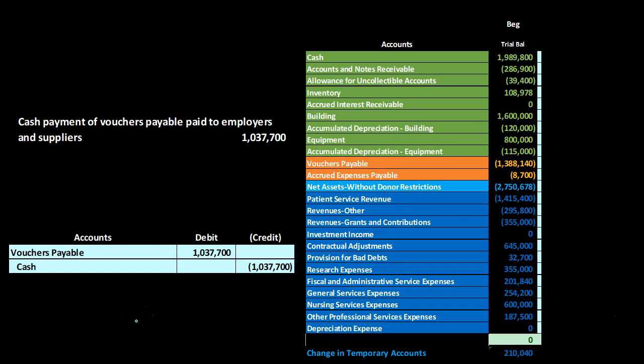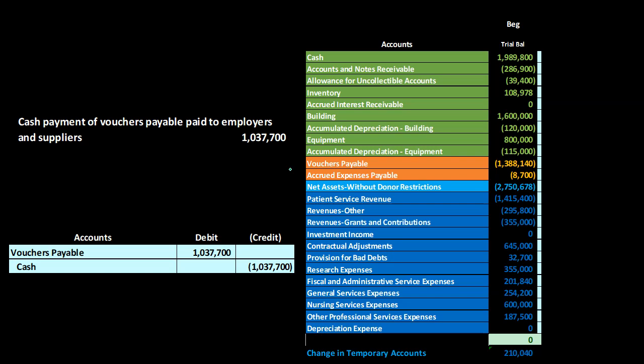Next transaction, cash payments of vouchers payable paid to employees and suppliers. So now we're going to be recording the cash type of transaction related to the purchasing side of things. You'll recall that we recorded a lot of transactions related to the increase in the vouchers payable, things that we in essence purchased on account, increasing the vouchers payable. Now we're going to be decreasing it by paying it off. This would be the second type of transaction related to the flow of a vouchers payable type of system. Note, once again, we're going to be paying it all off in one lump sum type of transaction.